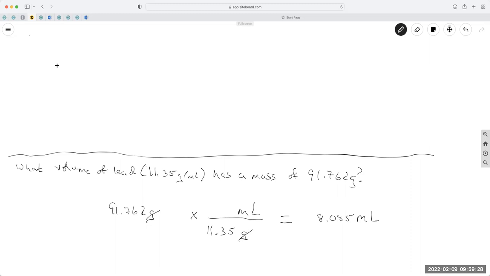Now, if I'm doing this algebraically, again, you can do it either way. D equals M over V. Yes, I see a hand. Jay. So when I was thinking about this problem, what you'd have to do would be like the density divided by the grams, you know? So like it would be like 11.35 grams per milliliter divided by the mass.